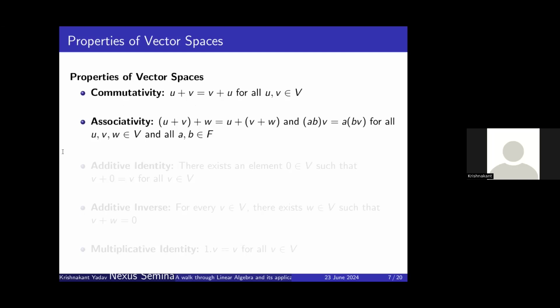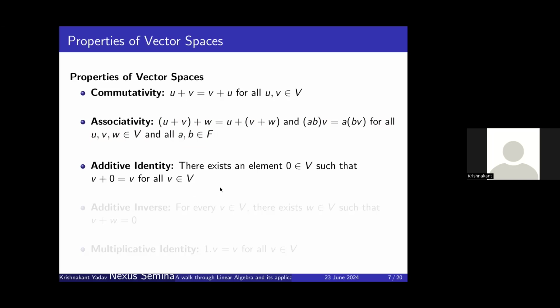Here you can see that a and b are the scalars. These belong to the field F, and you can see u, v, and w are the vectors which belong to the vector space V. So then next is the additive identity.